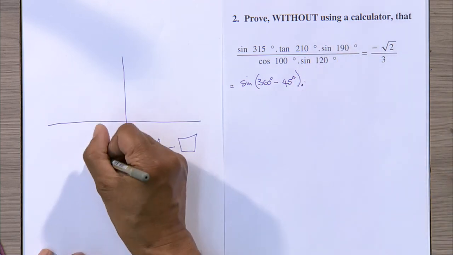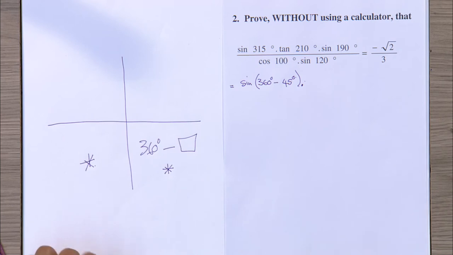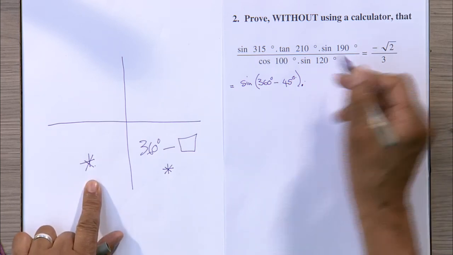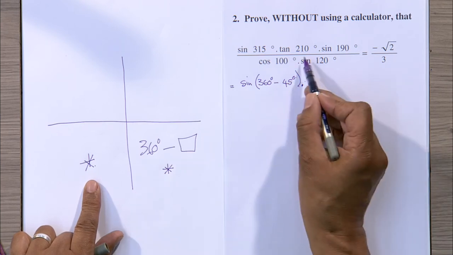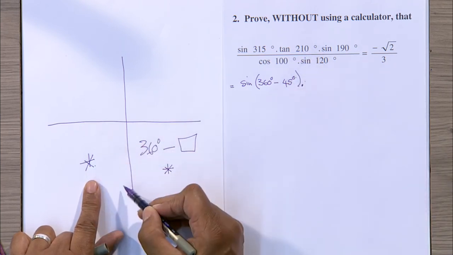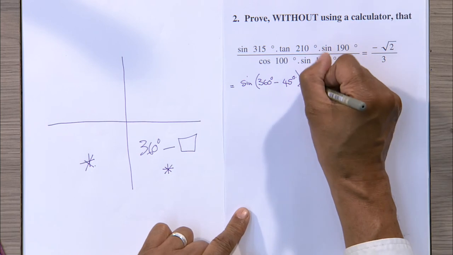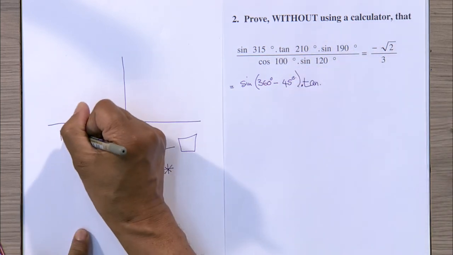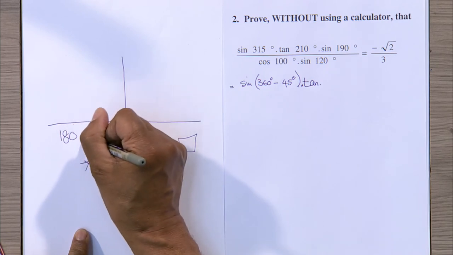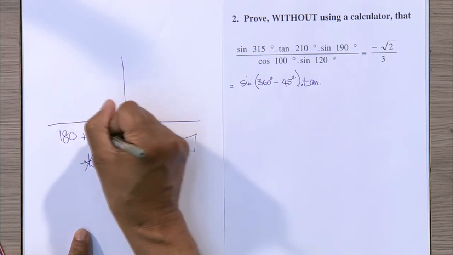210 degrees will be in the third quadrant, right? Because it's between 180 and 270. That is why I know 210 will be in the third quadrant. And the angle in the third quadrant is written normally as 180 plus an acute angle.